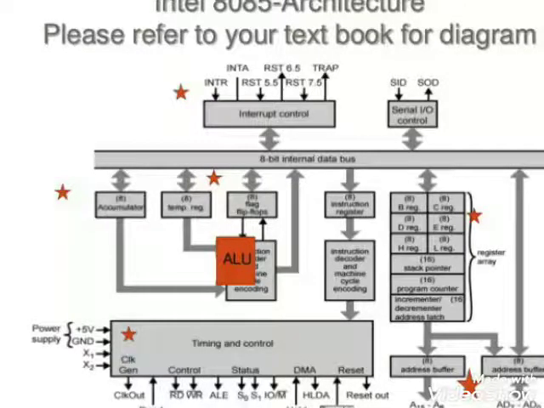Incrementer and decrementer latch. It is a 16-bit register. This register is used to increment or decrement the value of the stack pointer and program counter. During a push operation, the value of the stack pointer is decremented. During a pop operation, the value of the stack pointer is incremented.